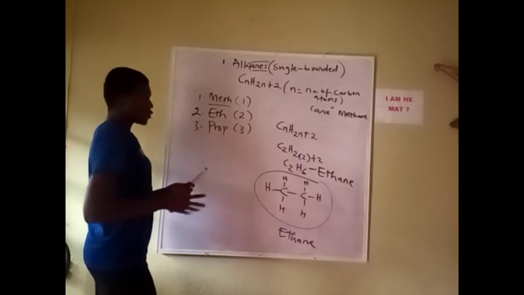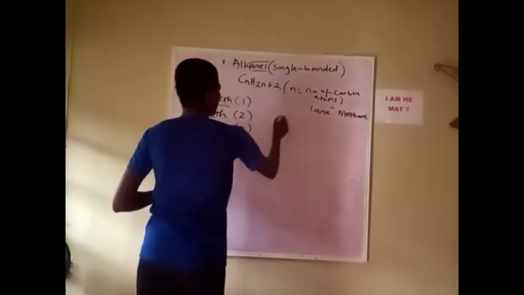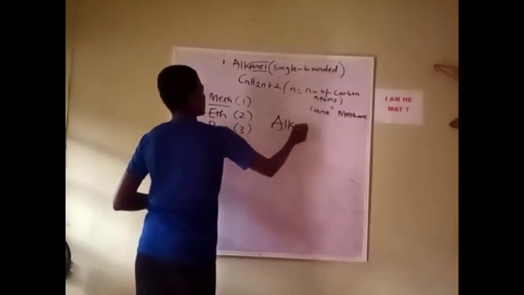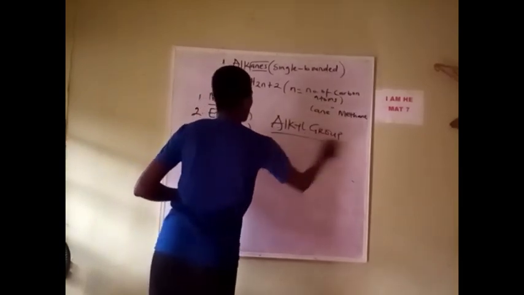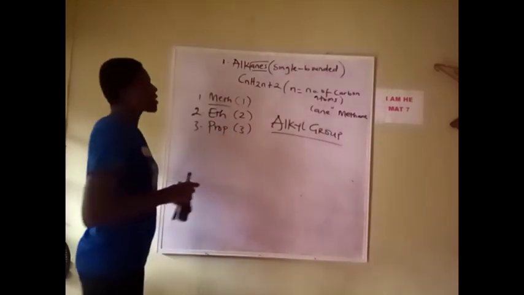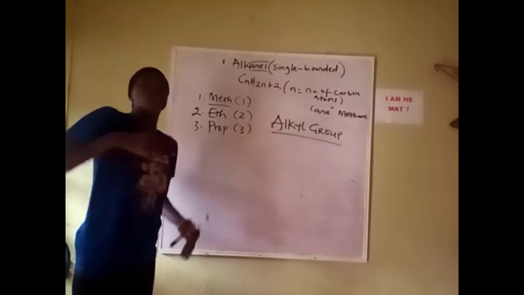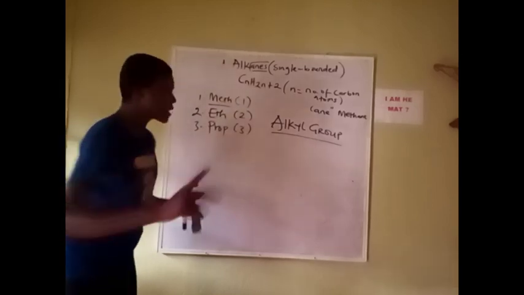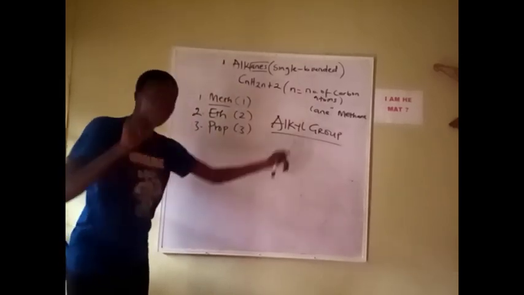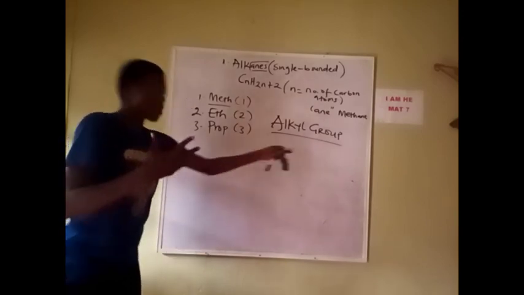Do you understand? So let me also say something. Alkyl group. Now what are the alkyl group? This alkyl group is when one hydrogen atom is removed from what? An organic compound, for instance, or removed from a particular homologous series. For instance, take note, when just one hydrogen atom is removed from a particular compound.